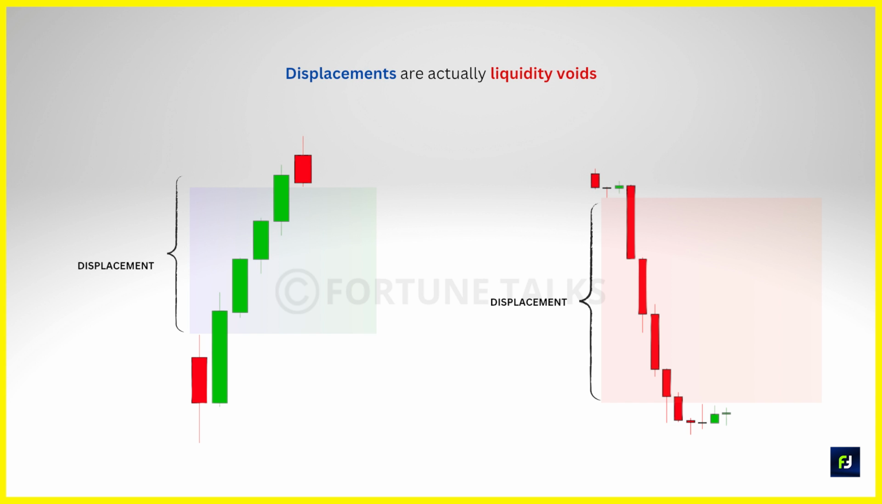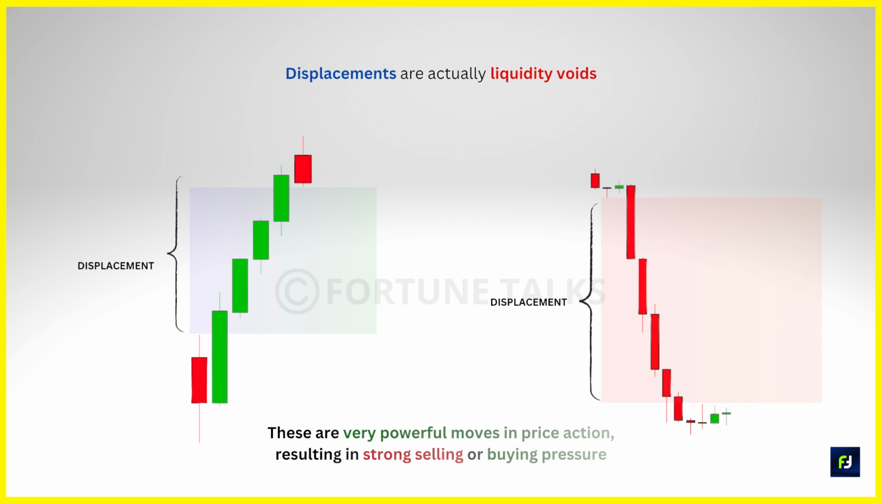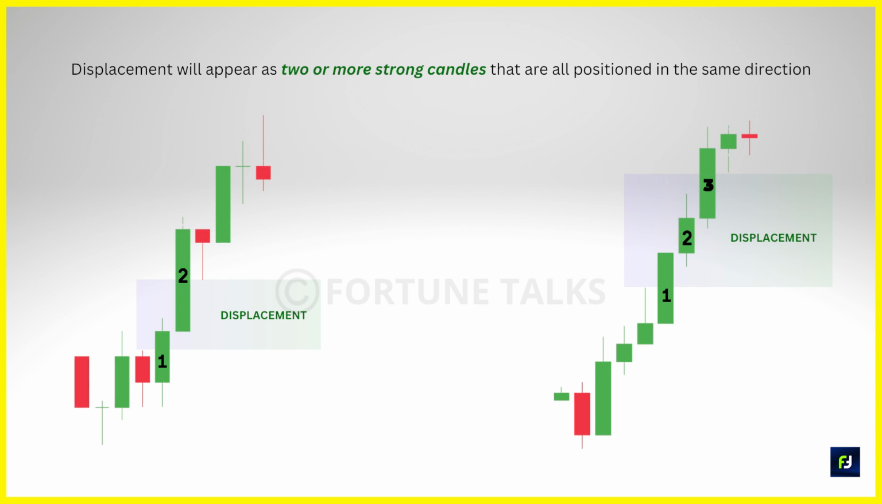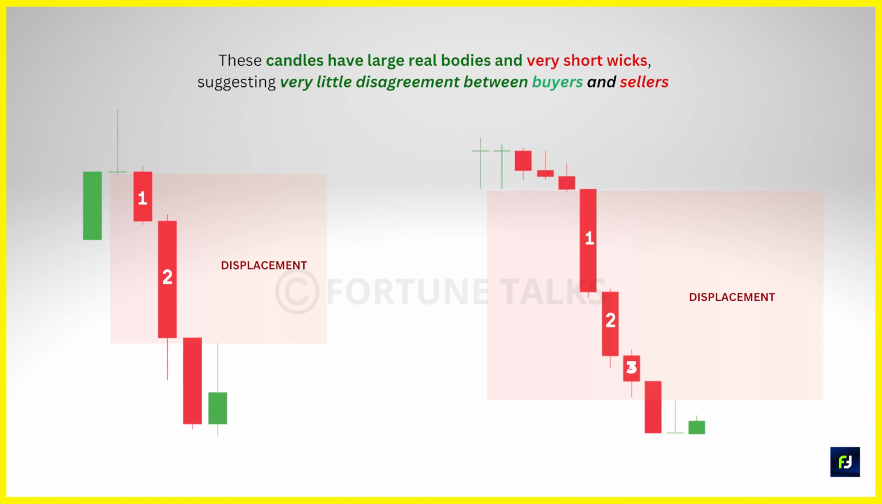In this definition, what you have missed is the term displacement. Displacements are nothing but liquidity voids. So displacement in short is a very powerful move in price action resulting in strong selling or buying pressure. Generally speaking, displacement will appear as two or more strong candles that are all positioned in the same direction. These candles typically have large real bodies and very short wicks, suggesting very little disagreement between buyers and sellers. Or in other words, there exists an inefficiency in prices.